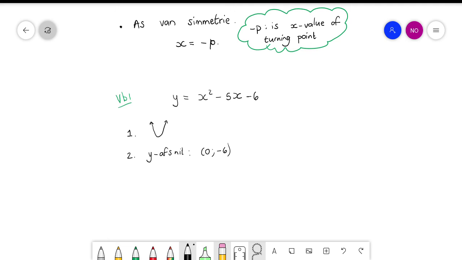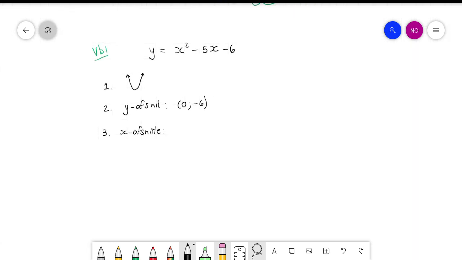Sien julle, ek het hierdie grafiek vir julle gegee in die standaard vorm. This graph was given to you in the standard form. Do you see that? Okay. Goed, dan vir nommer 3 wil ek die x afsnitte hê. Hoe kry ek die x afsnitte van enige grafiek? Jy stel y gelyk aan 0.